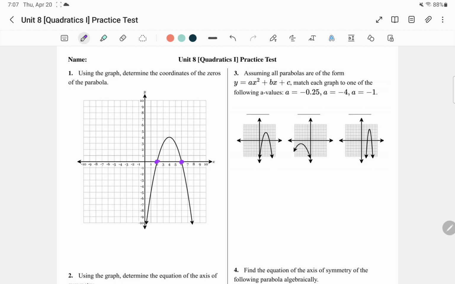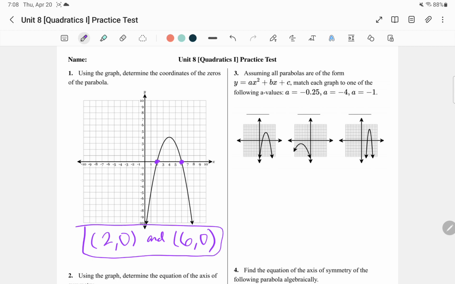So those 2 points would be -2, 0, and oh, not -2, +2. Whoops. +2. We just always have negatives, it seems like. So this would be +2, 0, and +6, 0. So those are the zeros of that function.